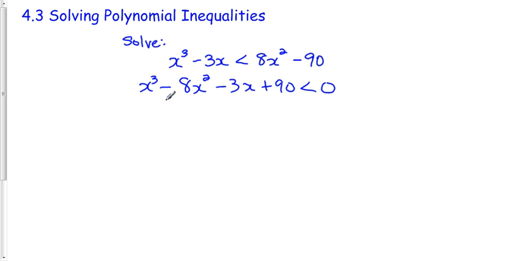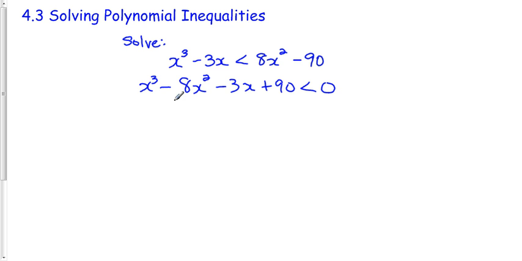So we need to factor this. Let's first see if there's a GCF, or greatest common factor, to take out. There's no x in the last term, so we can't take out any x's, and there's only a 1 here, so we can't take out any numbers. So GCF factoring fails, but always check that first, because that can make your problem a lot easier.